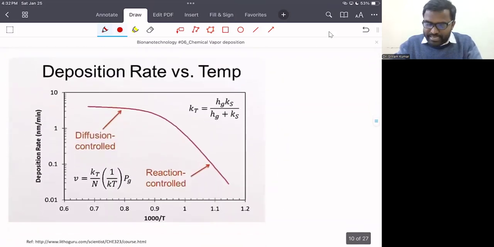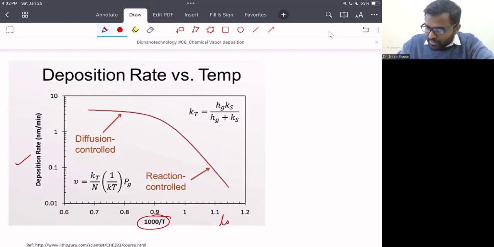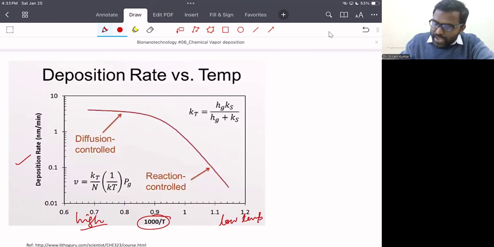Now let's understand, if you want to monitor the deposition rate versus 1000 by T, which is the inverse of the temperature. On this side we have the lower temperature, and here we have the high temperature, because this is 1 by T. So at very low temperature, what is happening up to this region here?